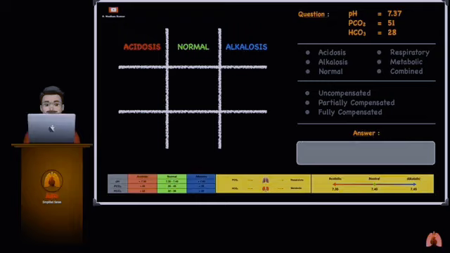Here pH is 7.37, which is normal, so mark pH under normal column. PCO2 is 51, which is acidotic, so mark it under acidosis column. HCO3 is 28, which is alkalotic, so mark it under alkalosis column. As we can see, here pH is normal and the other values are abnormal, so it is called fully compensated. We need to determine whether it is acidosis or alkalosis.